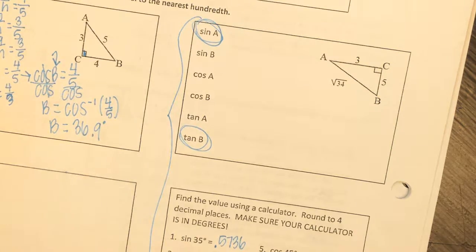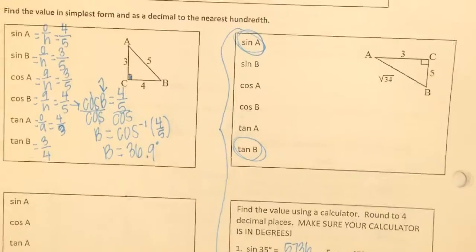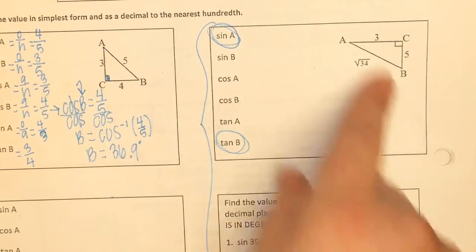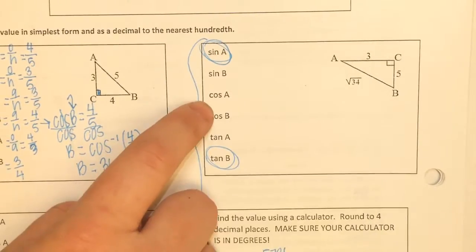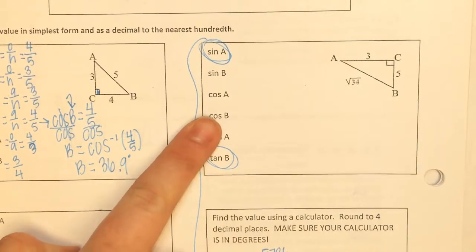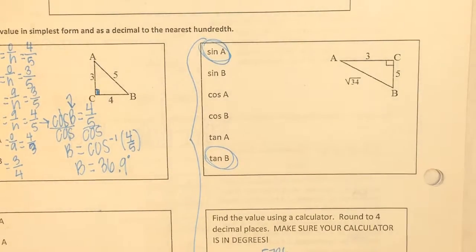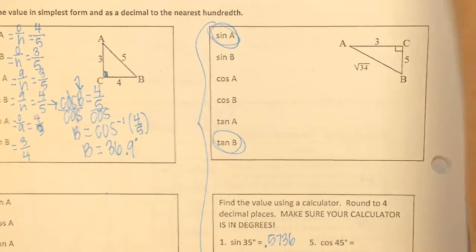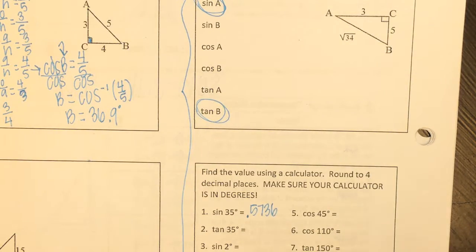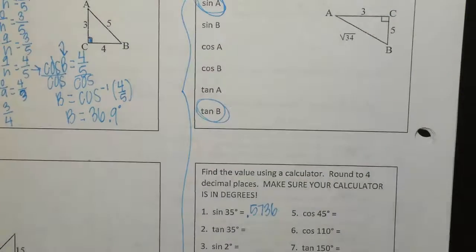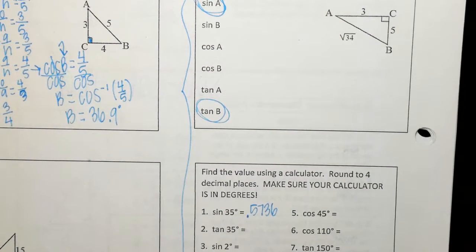Okay, so your homework was to go through here, set up your trig ratios, and then, in this box, plug this into your calculator and round to the nearest fourth place. Okay, Jay, can you hit the first light for me? All right, so let's go over our answers.